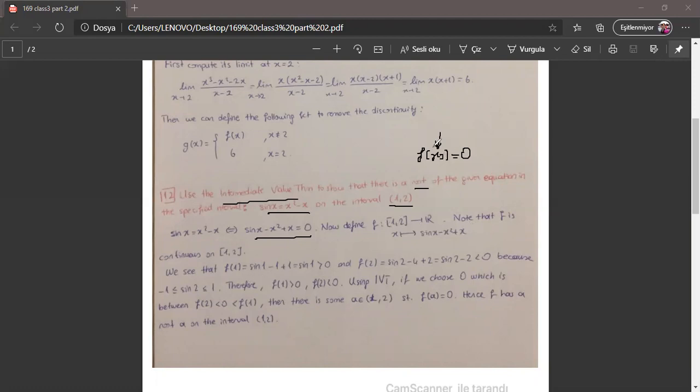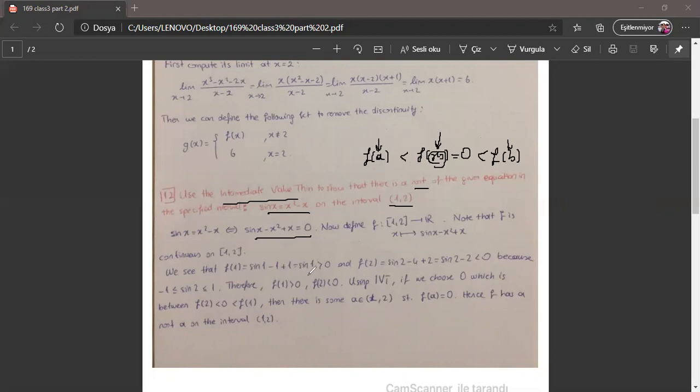Now, to find such x0, we need to find some value which makes f less than 0, f of a less than 0, and some f of b greater than 0. If we can find some a and b, then we can say such x0 exists, okay? So we're looking for these a and b, okay? So we try just some values.